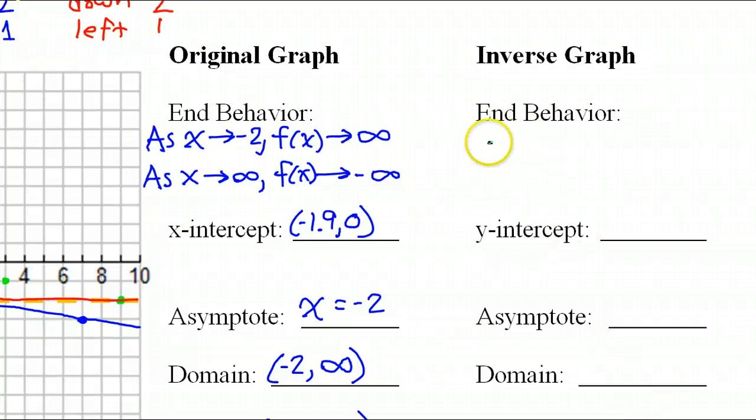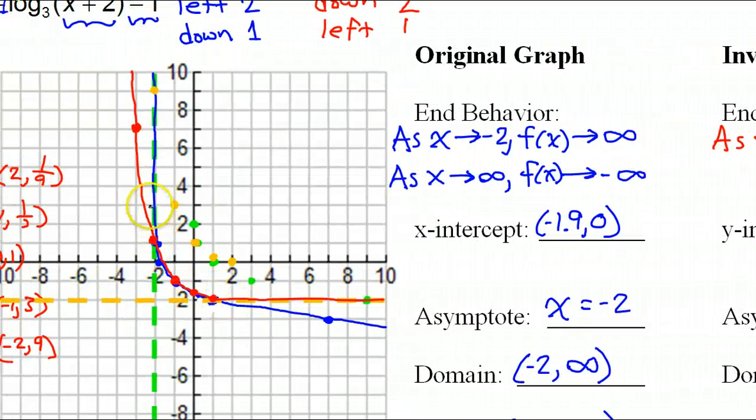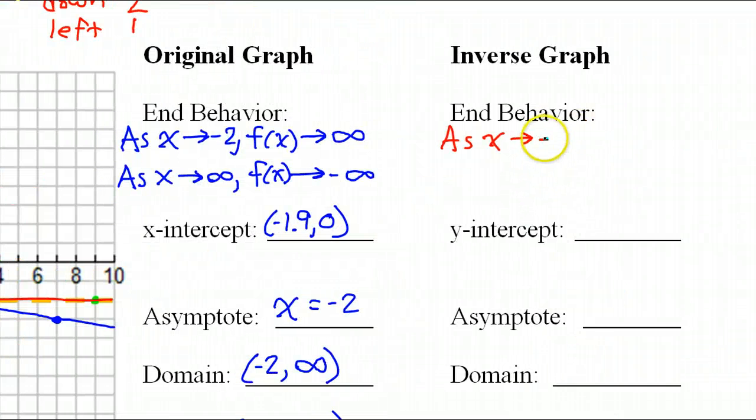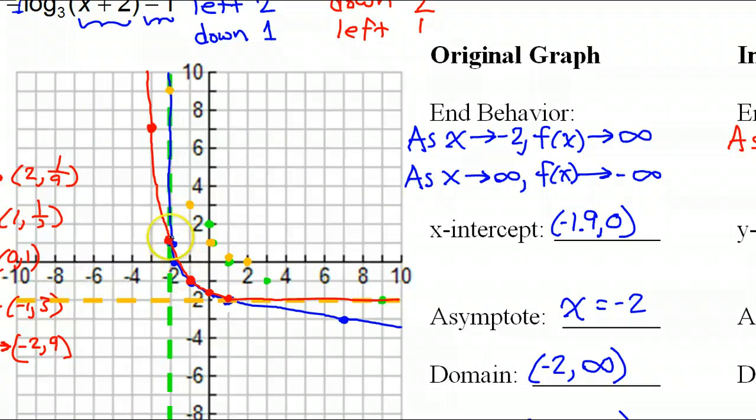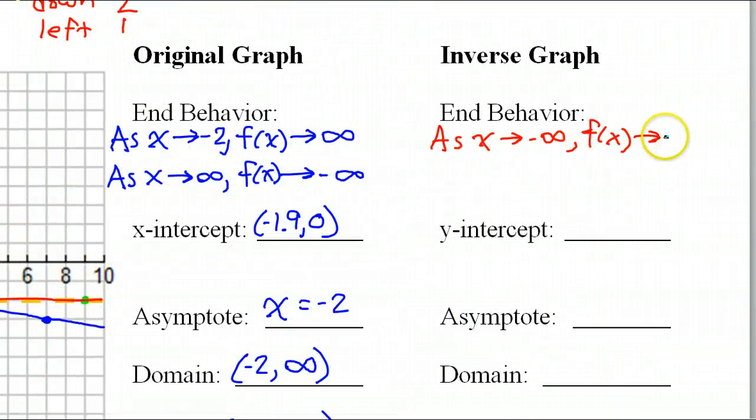So first of all, the left end behavior. As x approaches something. Well, this red goes left forever, so I'm going to say as x approaches negative infinity. Now, what happens to the y values? Well, as we go to the left, it goes up forever. So that'll be positive infinity.